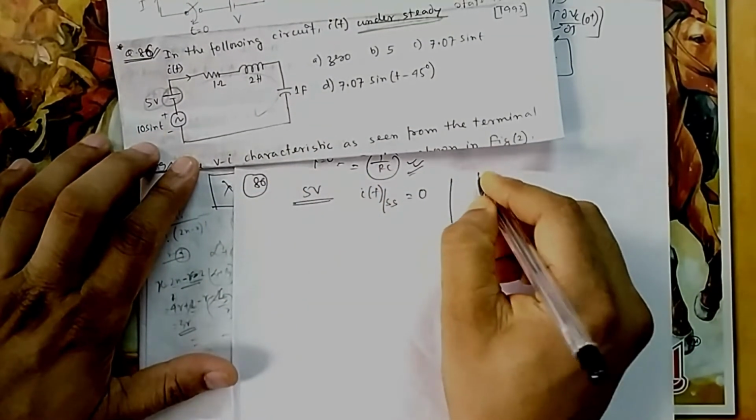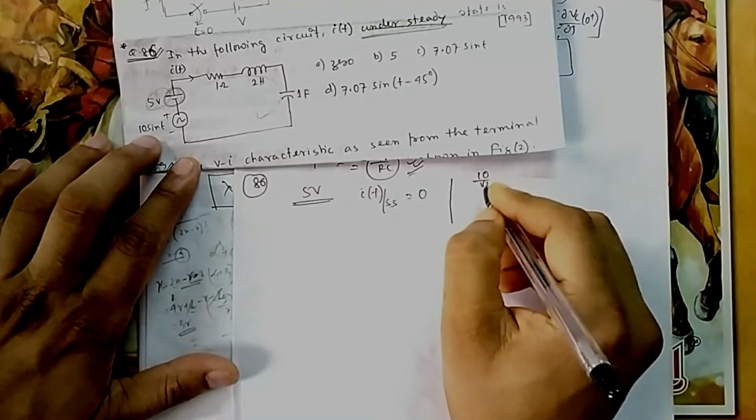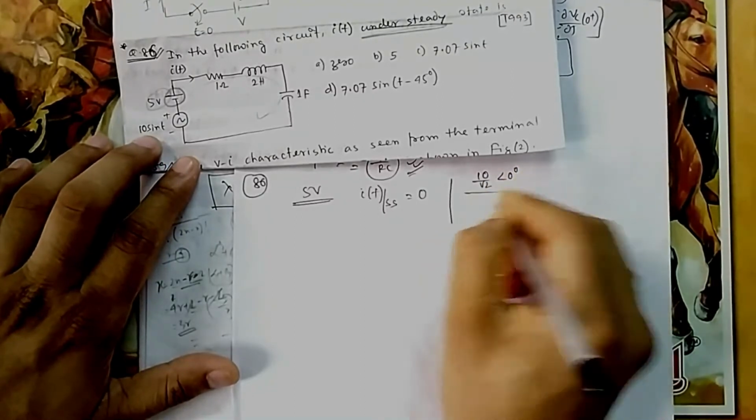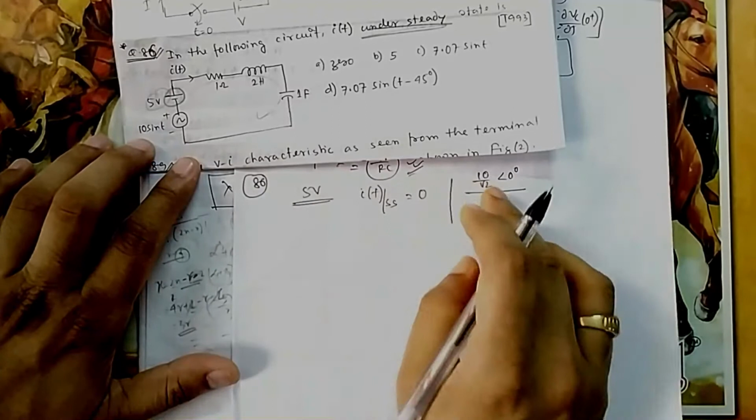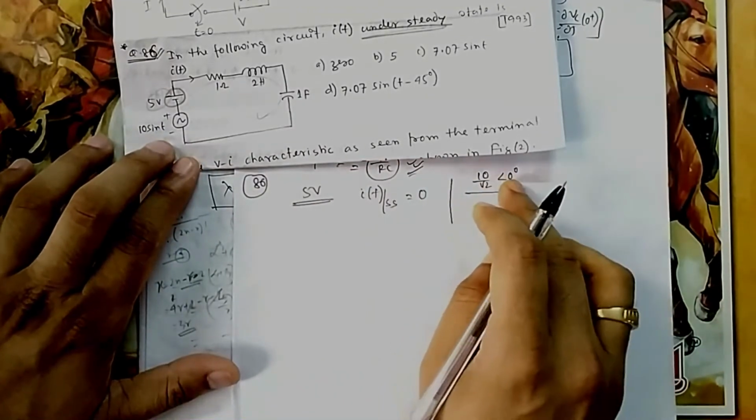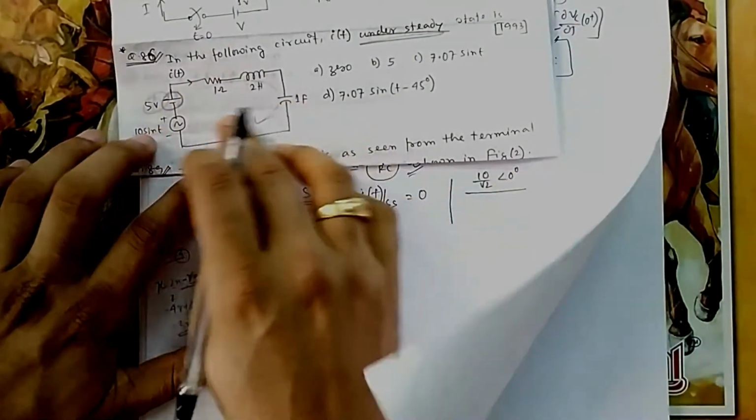If I write the phasor here, what will be the phasor? 10 by root 2, not 10. I am once again mentioning, not 10. It is 10 by root 2, because phasor is always the RMS value. So it is 10 by root 2 angle 0, divided by the sinusoidal expression.